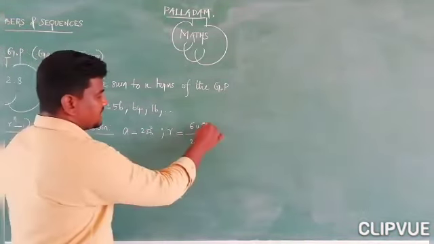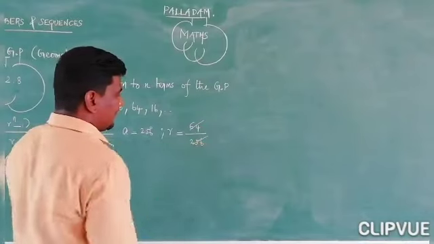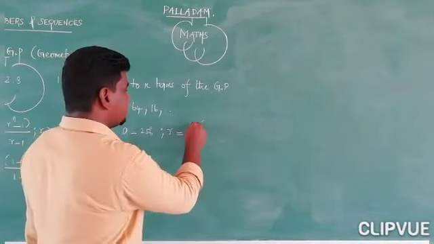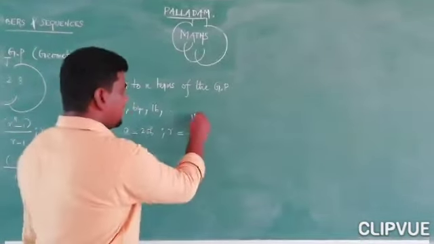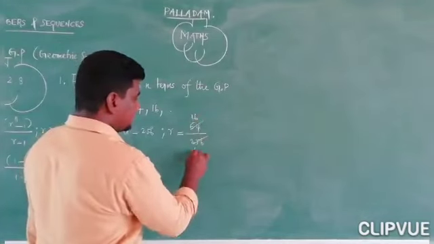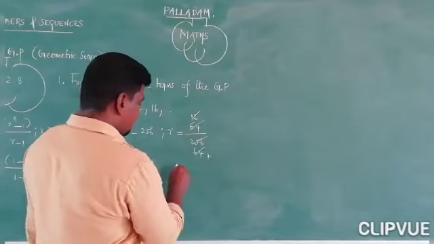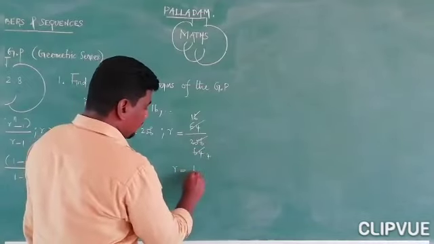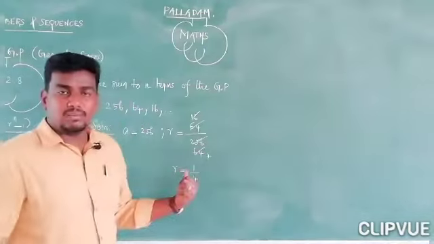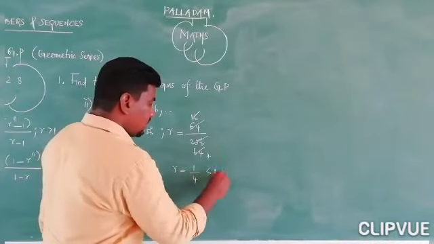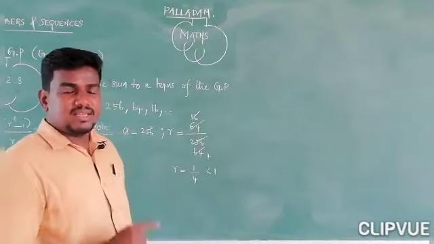So first you can cancel using the 4 table. 4 table means how many times? 1 time and 6 times. Here 6 times 4, okay, and 1 time 4. So what do we get? r is equal to 1 by 4. You know that this 1 by 4 is less than 1. So r value is less than 1.